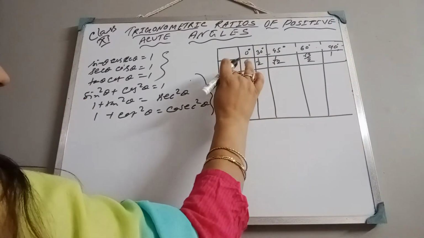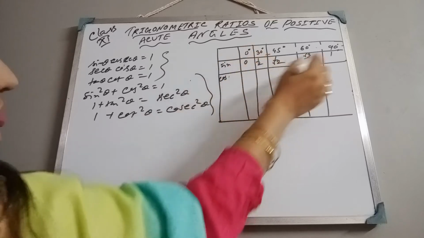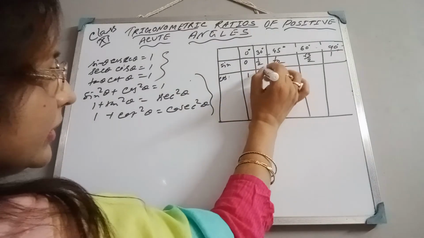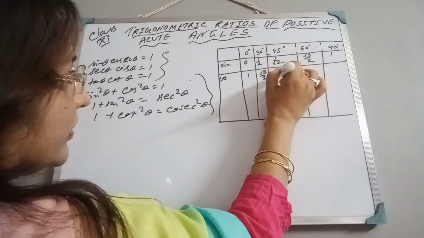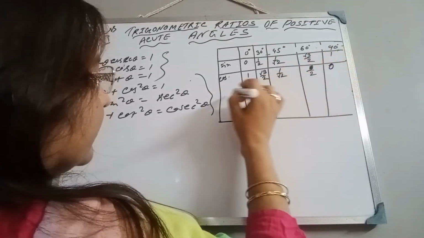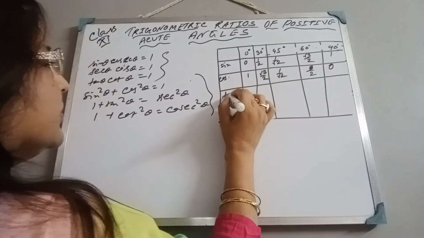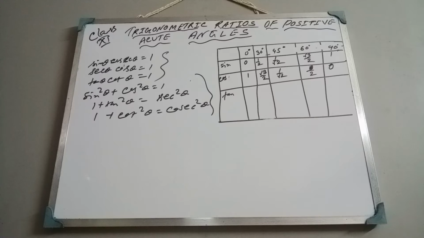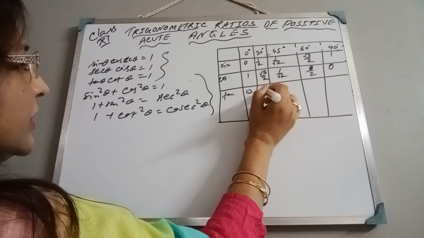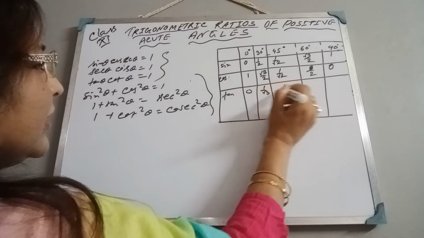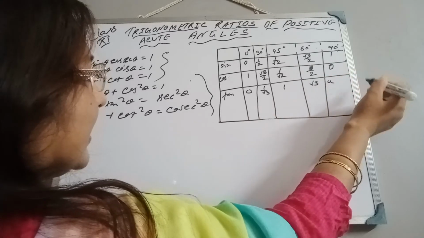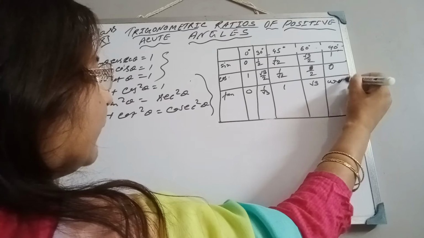Similarly, cos will be the reverse order. Cos 0 degree we will write 1. Next, cos 30 degree root 3 by 2, then half, and this is again 0. Sin and cos are written, tan only I will add; other values you can write on your own. Tan 0 degree 0, tan 30 degree 1 by root 3, tan 45 is 1, tan 60 degree root 3, and tan 90 undefined, because sin by cos is 1 by 0, that will be undefined.